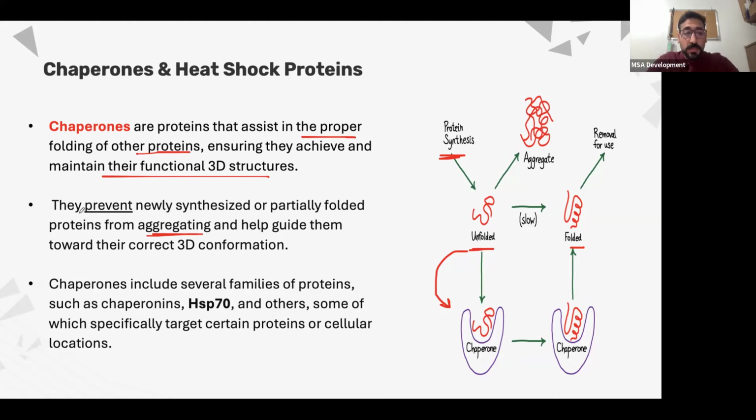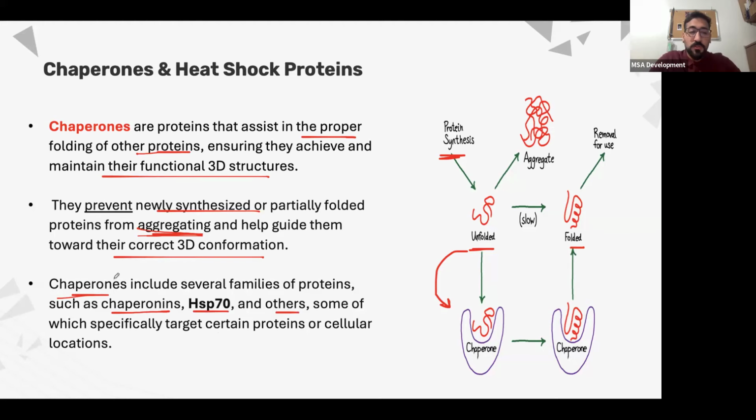Okay, let's read the text again. The chaperones are important because they prevent newly synthesized or partially folded proteins from aggregating and help guide them toward their correct 3D conformation. We'll be touching upon the aggregating concept in the next couple of slides. Now, chaperones, as I said, have subdivisions. So we have something called chaperonins or heat shock protein 70 and others.